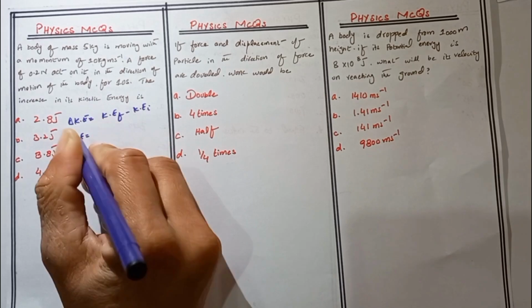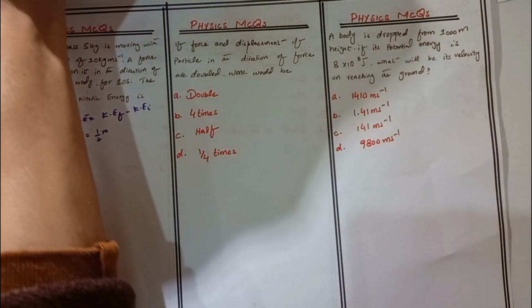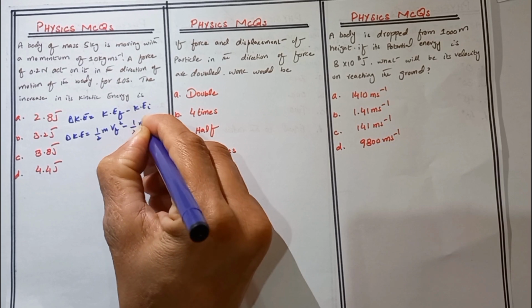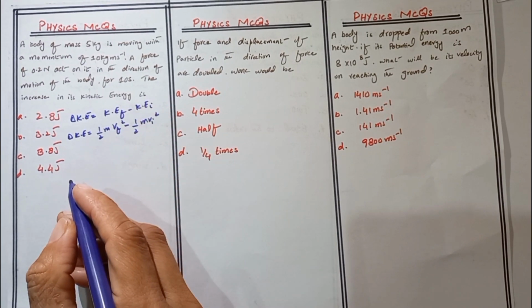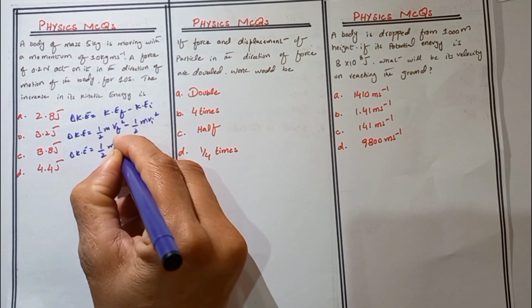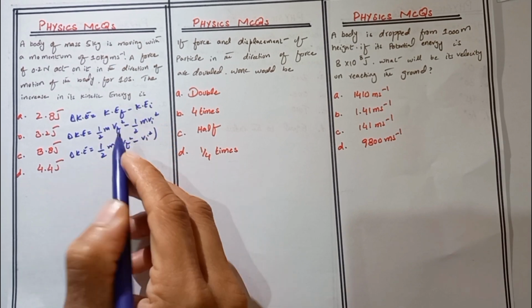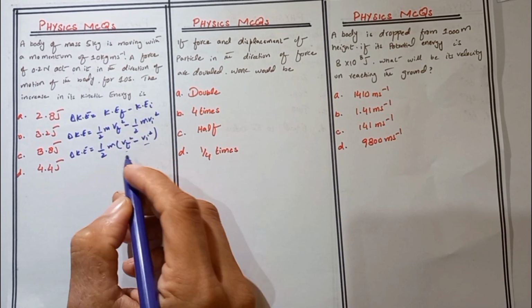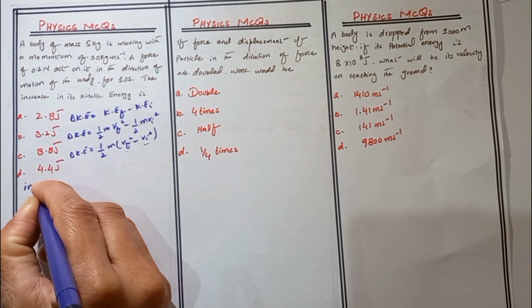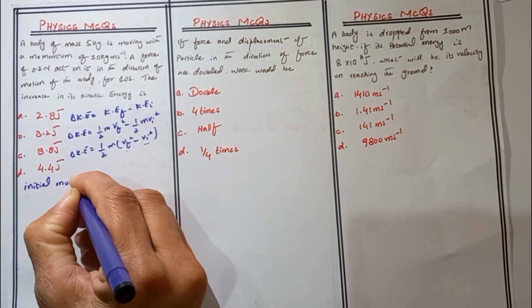So change in kinetic energy is equal to half m vf square minus half m vi square. So it can be written as half m times vf square minus vi square. In this case, we don't know the vf and vi. First, we find the final velocity and initial velocity. We know the initial momentum.